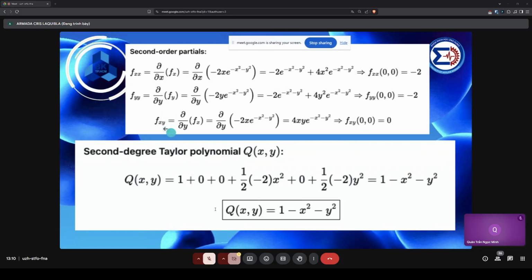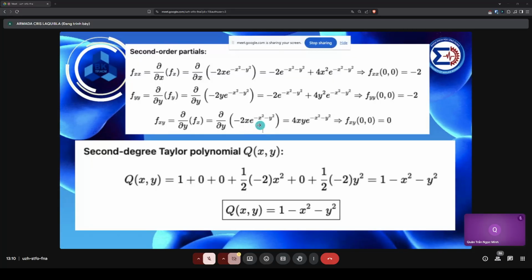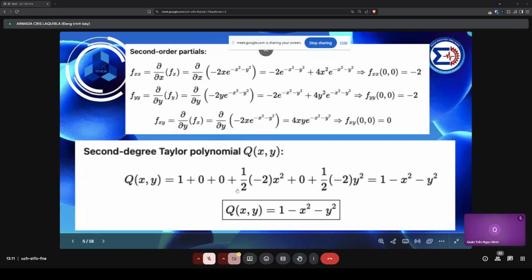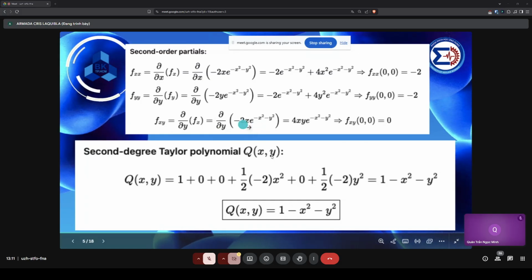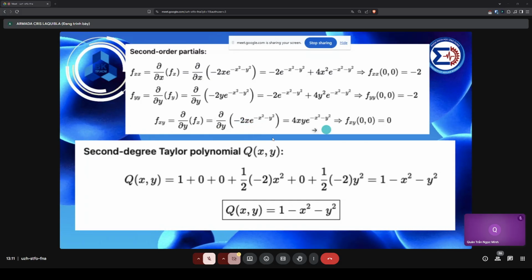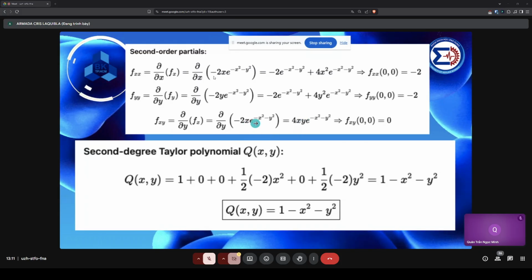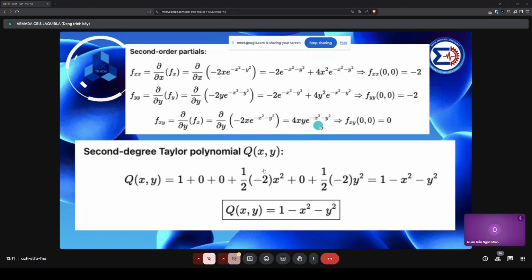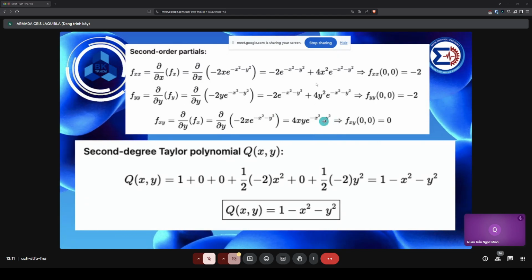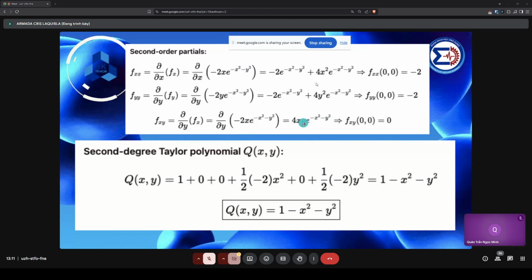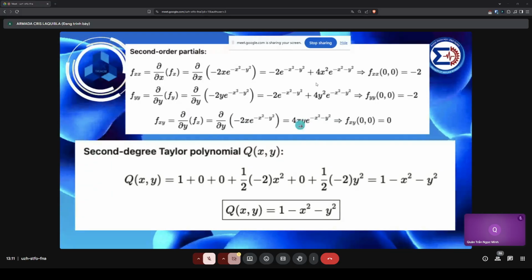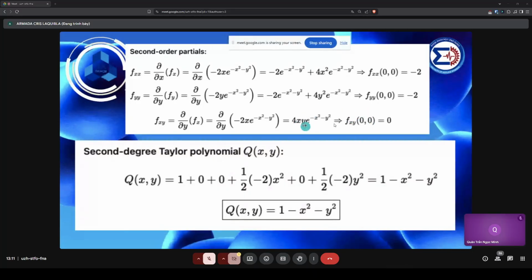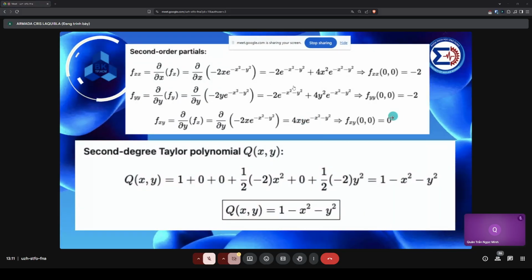Now your fxy. You have your fx. Now we take the derivative with respect to y. Since we're taking the derivative with respect to y, negative 2x there is considered constant, so just put it there. And then what's the derivative of e to the power of negative x squared minus y squared? It's negative 2y, correct? e to the power of this times negative 2y. Multiply that with the negative 2x. It becomes positive 4xy. And then substituting 0 for your x and 0 for your y here, the whole thing becomes 0.